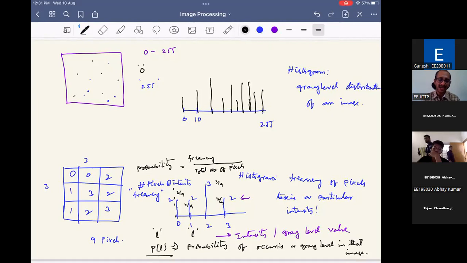Essentially, it need not be spread across all gray levels. It can be concentrated in some region of the intensity space. Here the axis is the intensities, again L, and this is P of L if you convert into probabilities. Otherwise, we can write class frequency. We can give some notation even for that if required.